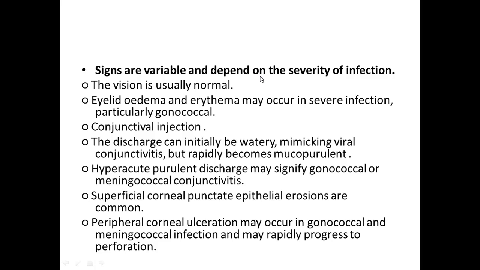There may be what we call superficial corneal punctate epithelial erosion, basically an association of the corneal erosions, the cornea getting eroded. The cornea has about 5 layers: the epithelium, the Bowman's membrane, stroma, Descemet's membrane, and the endothelium. So if there is epithelial erosion, punctate, like pinpoint erosions on the cornea, it's associated with conjunctivitis too.